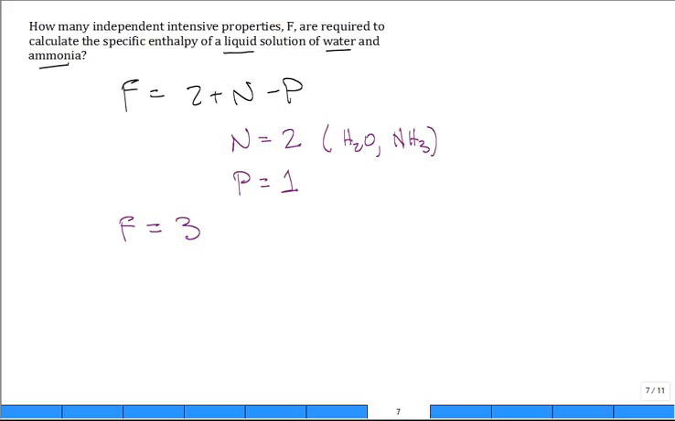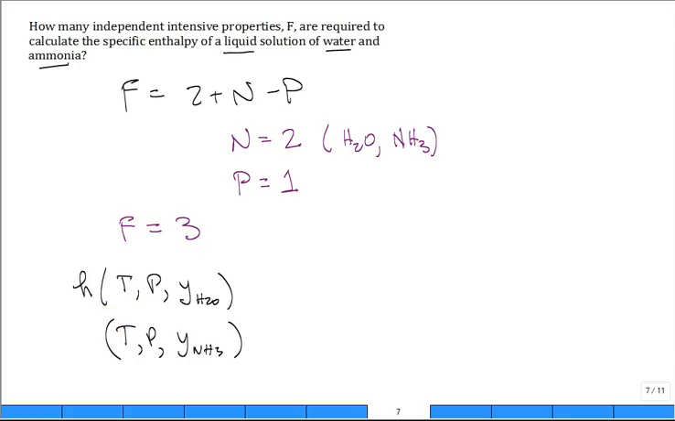So what's an example? If I have this water ammonia mixture, it's a liquid state, and I wanted to find the enthalpy, it's more than just temperature and pressure. I need some other information. What's that other information? Mole fraction. Could be the mole fraction of water, or it could be the mole fraction of ammonia. You say, what's the difference? One minus the other is the other. Okay? Because the sum of them has to equal 1.